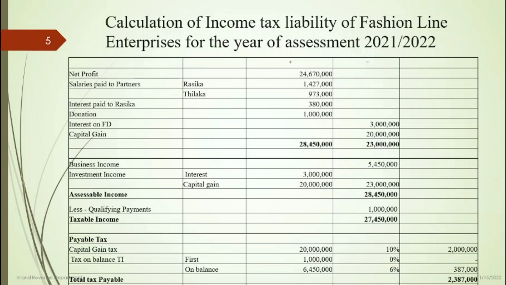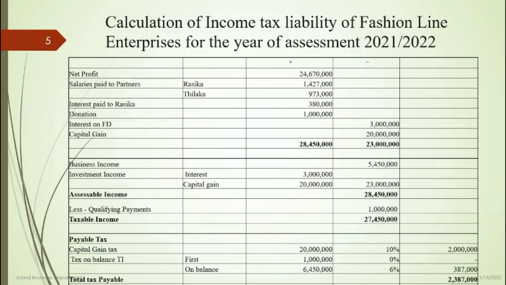The partnership should add back those amounts to the net profit, and the partnership has paid interest to Ms. Rasika, that is 380,000, that is also not deductible. Therefore, that amount should be added back to the net profit. Then they have donated to the cancer hospital, that is 1 million. That 1 million is also not deductible under this part. Because of that, we have to add that back.